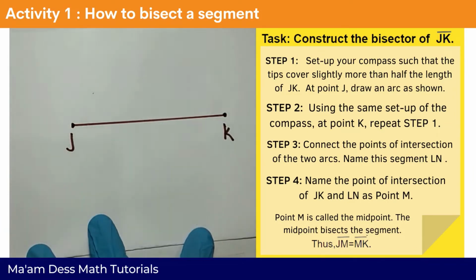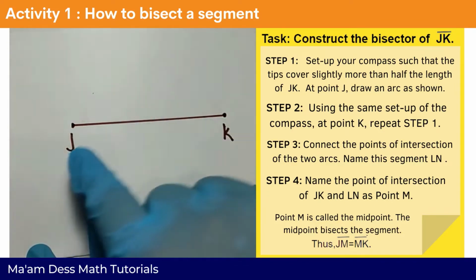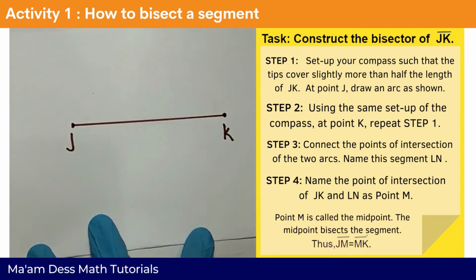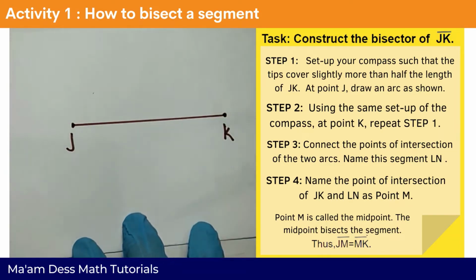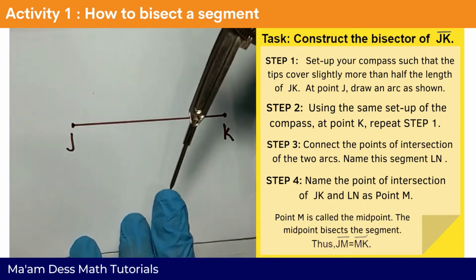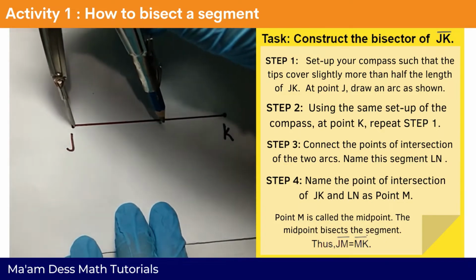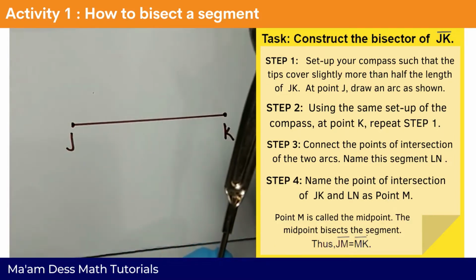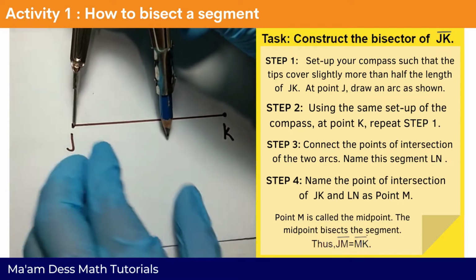Now, to do that, you have to draw a line segment like this. Okay? So, label it with point J and the other one is point K. Now, the next step, you have to set up your compass so that the tips cover slightly more than half the length of JK. So, this is the tip of our compass. Place it on point J and make sure it is more than half the length of JK. So, let's set it up properly. There, it is more than half now.